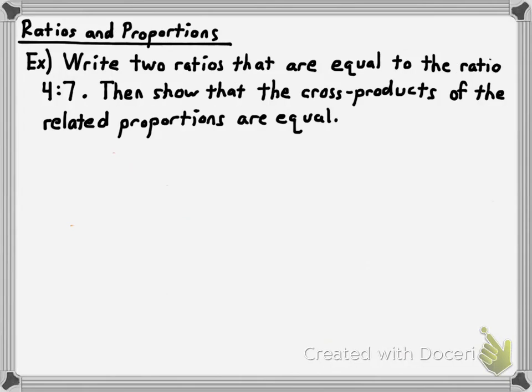Well, let's first come up with a couple of different ratios that are equal to that ratio 4 to 7. And if you're looking for ratios that are equal to another ratio, the simplest way maybe of making that is just simply multiply both numbers in that ratio by the same scale factor, so to speak.